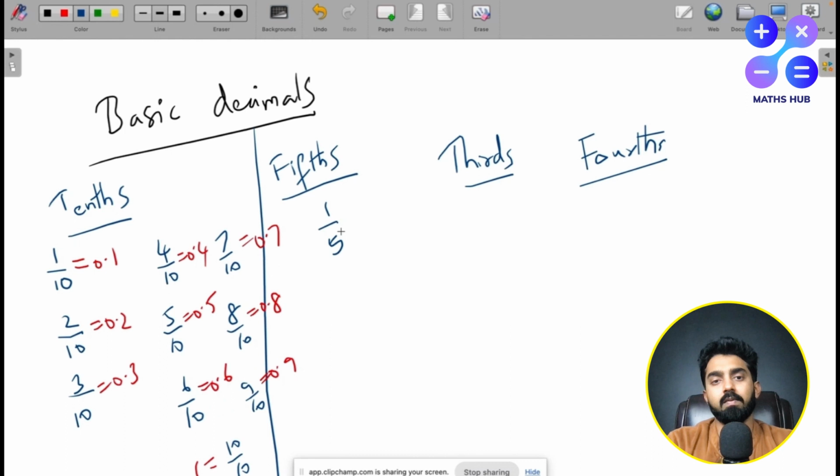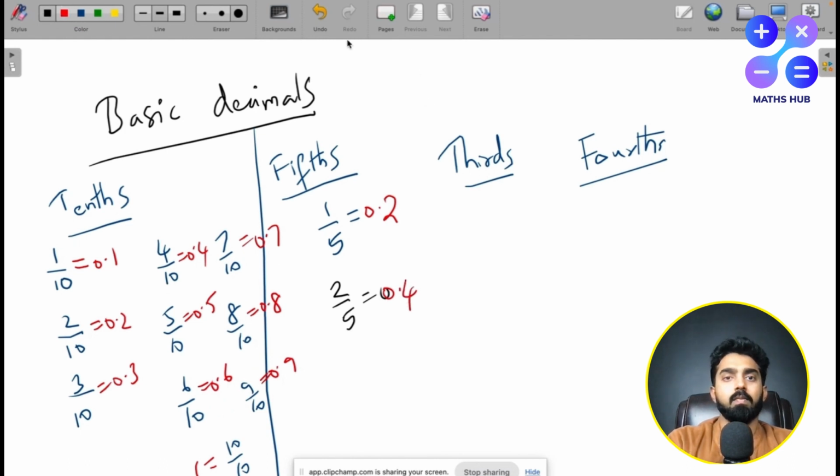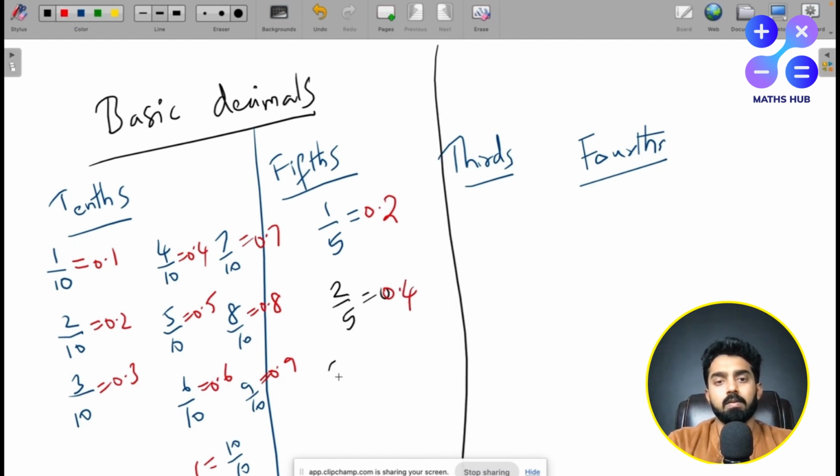So 1 over 5 is 0.2. You have to know that instantaneously. It's like knowing 2 plus 2 is 4. So 1 over 5 is 0.2, 2 over 5 is 0.4, 3 over 5 is 0.6, and finally, 4 over 5 is 0.8. You need to know these.